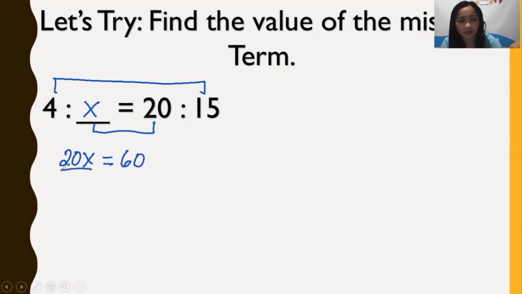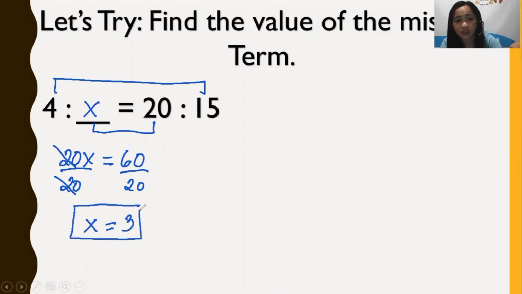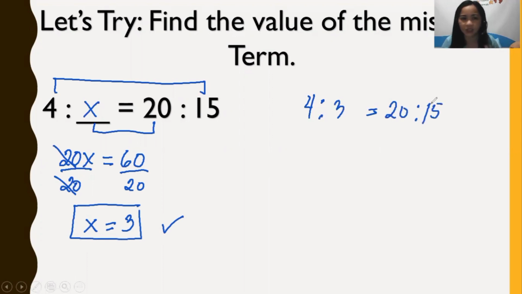So, here, meron na namang numerical coefficient si x. So, ang gagawin natin para mawala si numerical coefficient is we divide both sides by 20. Cancel, cancel. This will be x is equal to what is 60 divided by 20? That is 3. Therefore, the value of x is 3. This will become 4 is to 3 equals 20 is to 15.